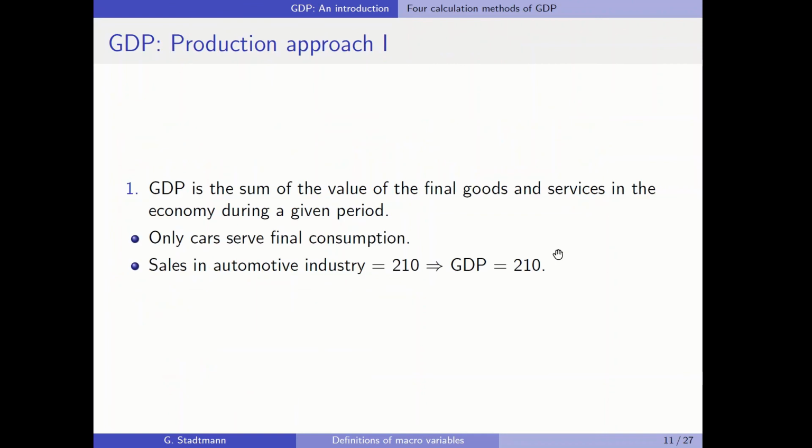Let's have a look at the first definition, production approach 1. GDP is the sum of the value of the final goods and services in the economy during a given period. What is very important is to highlight this word here, final goods. Only cars serve final consumption. Only cars are final goods. Therefore, we only have to check the sales, the revenues in the automotive industry, and the revenues are equal to 210, and therefore the GDP, according to this definition, is equal to 210.